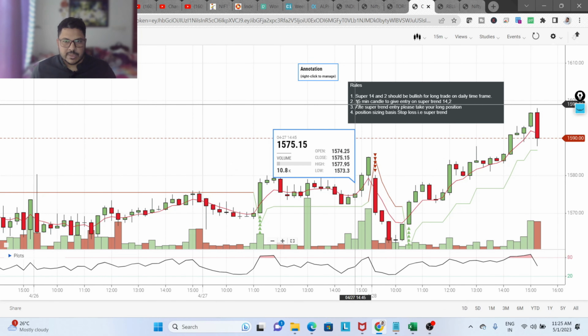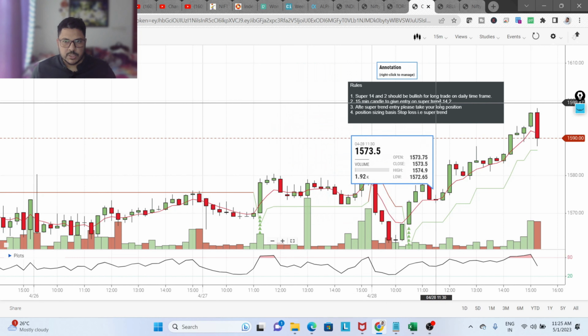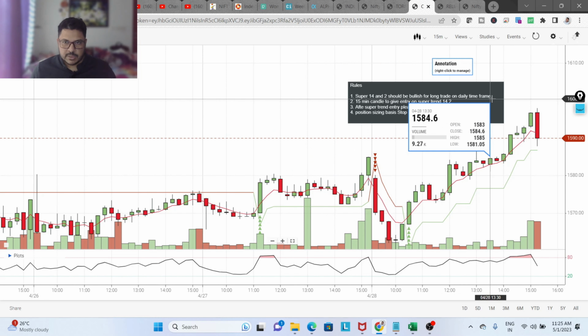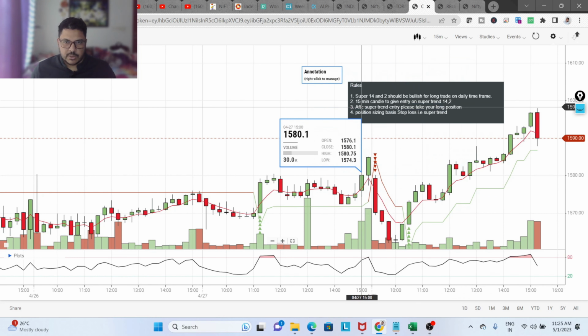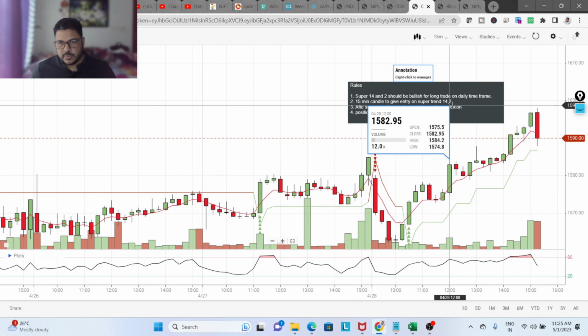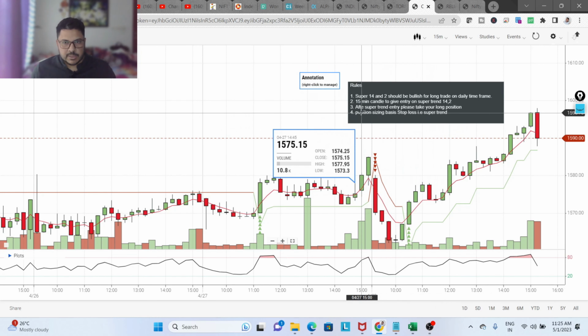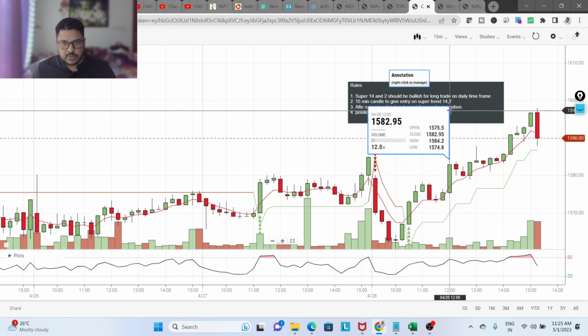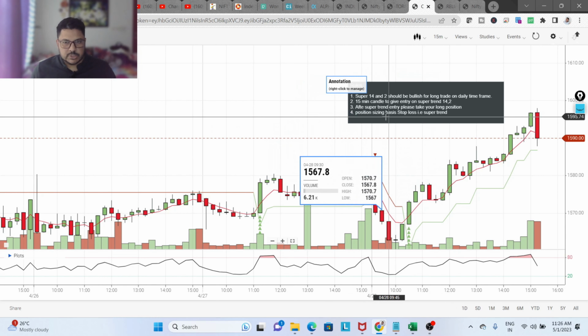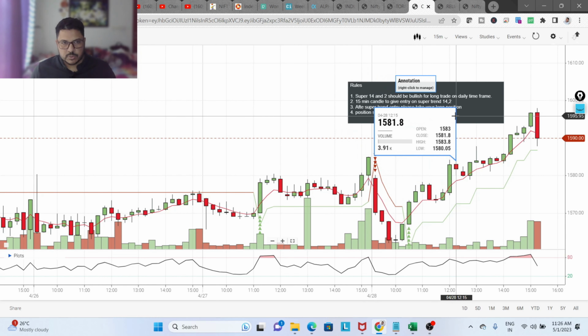See, rule number 1 is Super Trend 14, 2 should be bullish for a long trade on the daily time frame. This is your rule number 1. Then the second rule is the 15 minute candle to give entry on Super Trend 14, 2. Third rule, after the Super Trend entry, please take your long position, and position sizing basis stop loss and Super Trend.